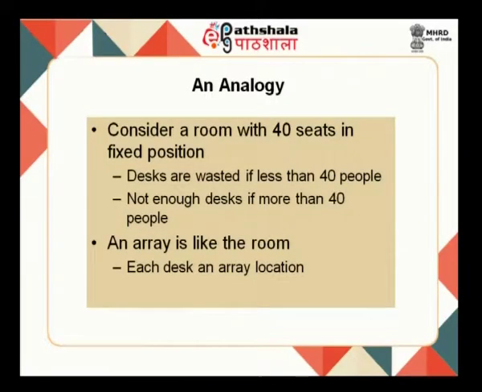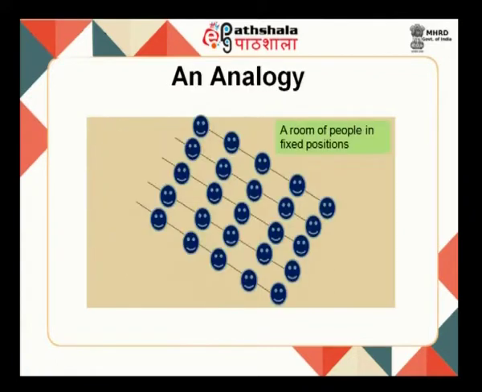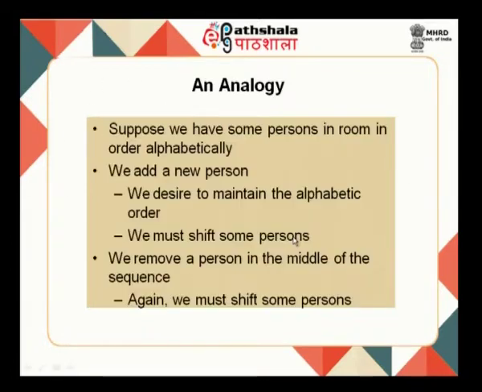So, consider a room with 40 seats in fixed positions, desks are wasted if there are less than 40 people, and if you have more than 40 people there are not enough desks, that is a typical list. So, an array is like a room, each desk in the room is an array location. If you look at this picture, this is a room of people in fixed positions. So, this is a typical array, and suppose we have some persons in the room who are ordered alphabetically. So, we want to maintain the list in alphabetic order. It is not necessary that all lists are in alphabetic order, here we are assuming it like that.